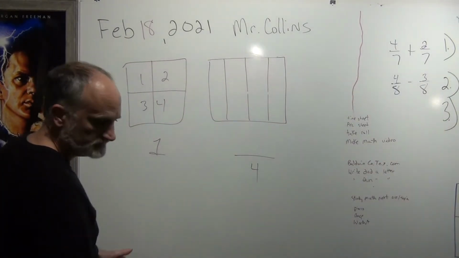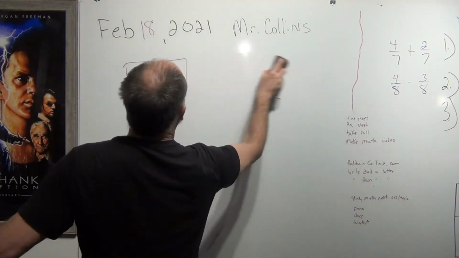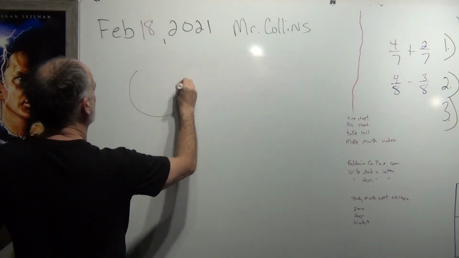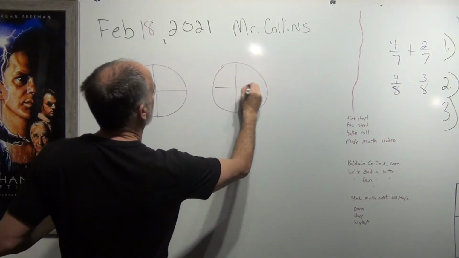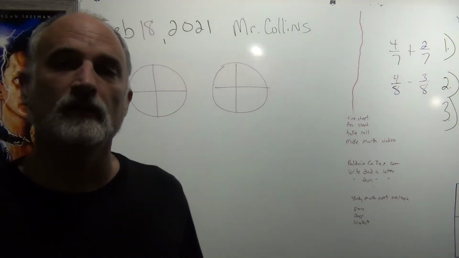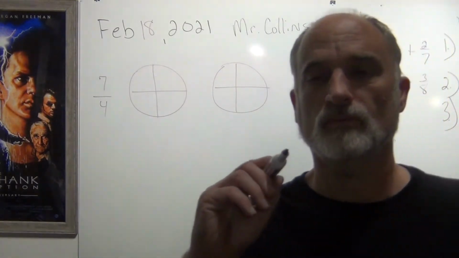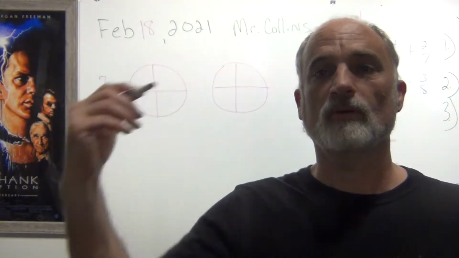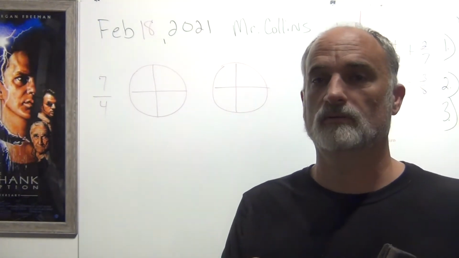Okay, so let's draw a circle here, okay? Now, 7/4. Uh-oh, we haven't seen that. Remember what I told you an improper fraction is? Any number over 1, okay? Not 1. 1 is a whole number.